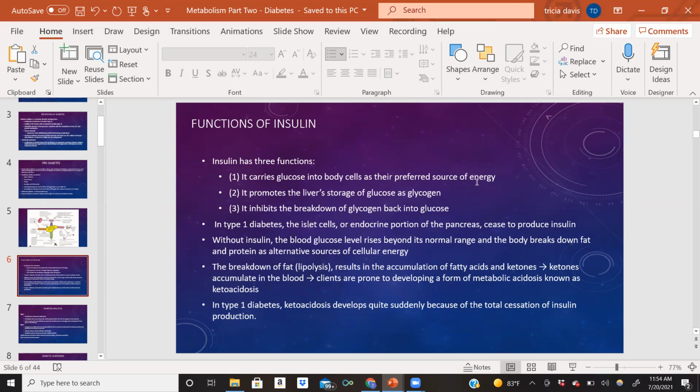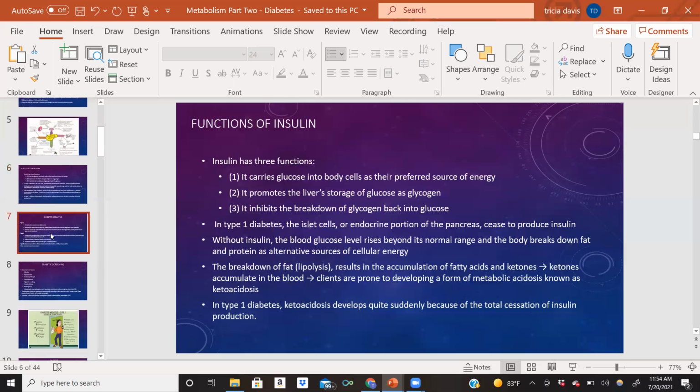We've talked a little bit about this in some of our lectures. So now we're going to talk about it much more in depth today. In type 1 diabetes, ketoacidosis will develop suddenly because of the total cessation of insulin production. So this is usually what brings our patients into the hospital.